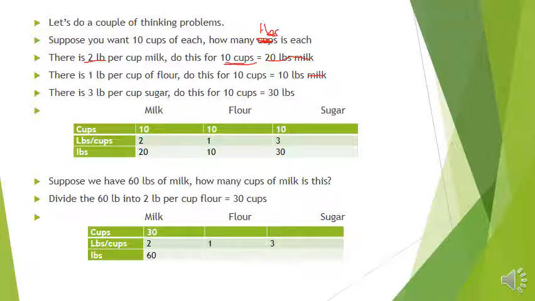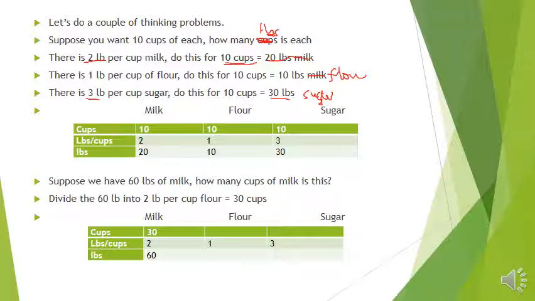Right? This should be flour. So 1 pound per cup of flour, and I need 10 cups, so I'll end up with 10 pounds of flour. And finally, if I have 3 pounds per cup of sugar and I need 10 cups, I would have to do 3 pounds 10 times for 30 pounds of sugar.